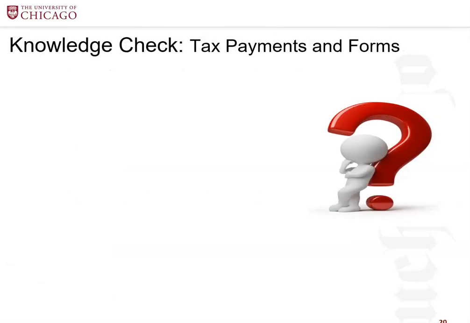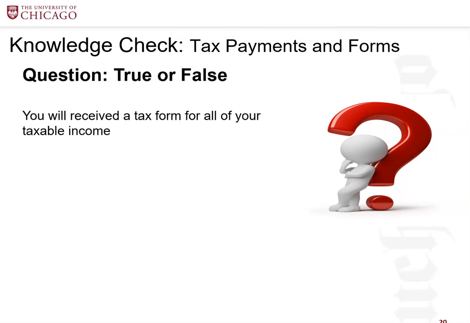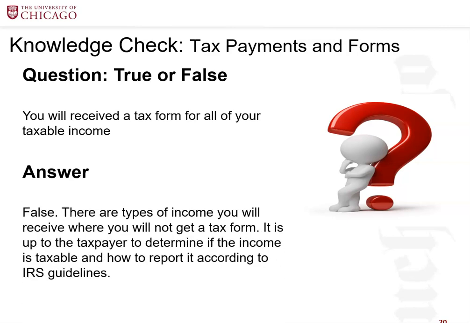Now the knowledge check for Section 4, tax payments and forms. You will receive a tax form for all of your taxable income. Is that true or false? That is false. Remember, there are types of income that you may receive, even from the university, for which you will not get a tax form.